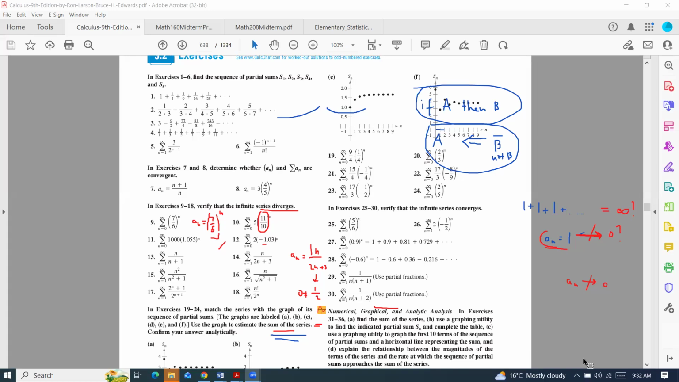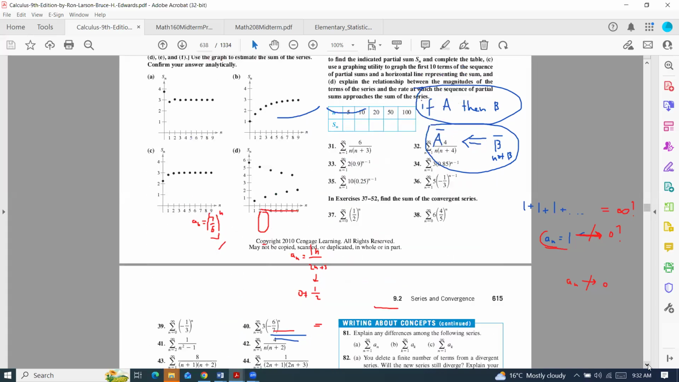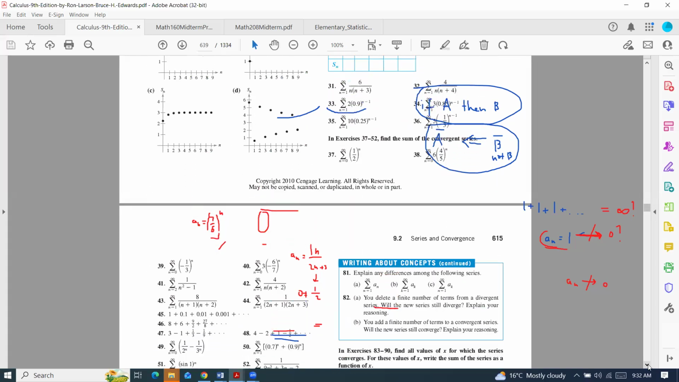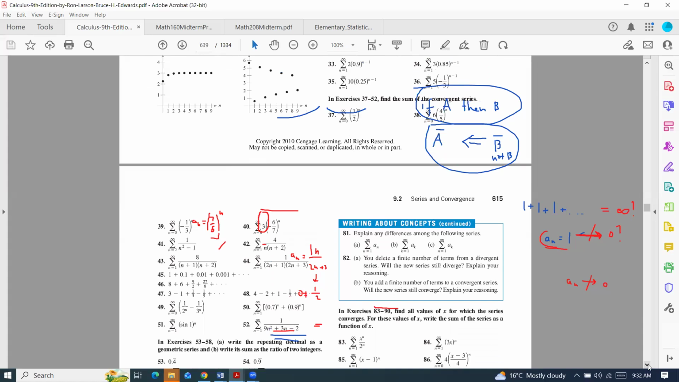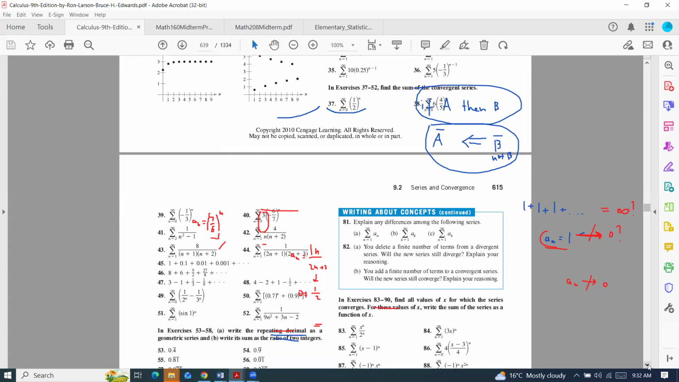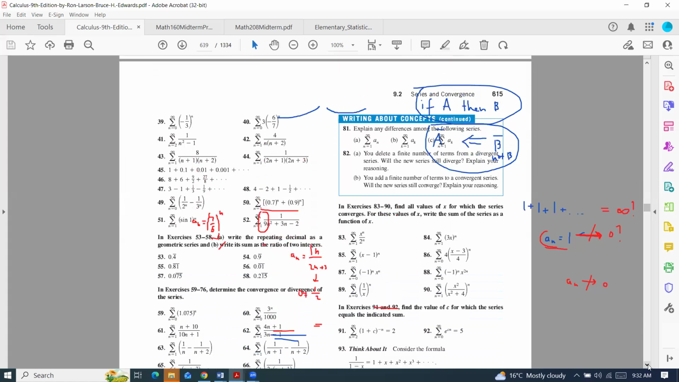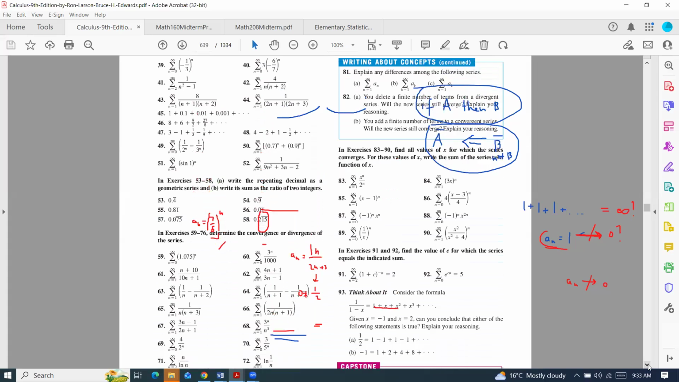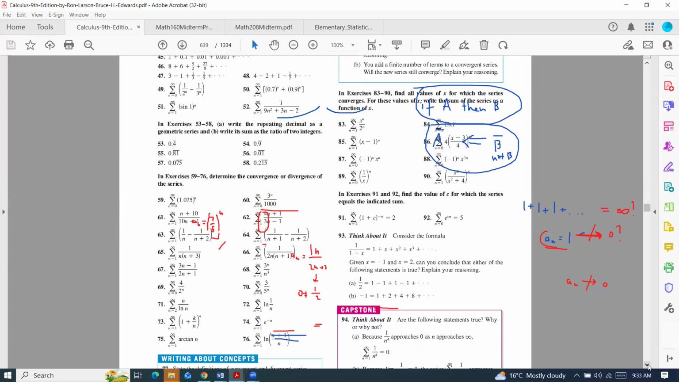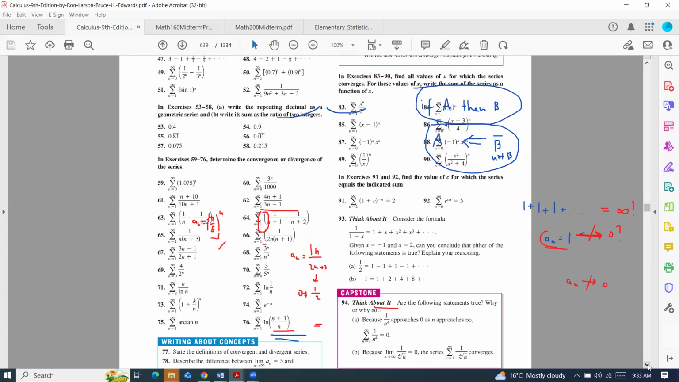But later they mix the exercises. They put convergent ones together with divergent ones, not to confuse you, but to make you think about which test you can use. So let me continue with the divergent ones. Looks like 59 through 76 is what I'm talking about right now.